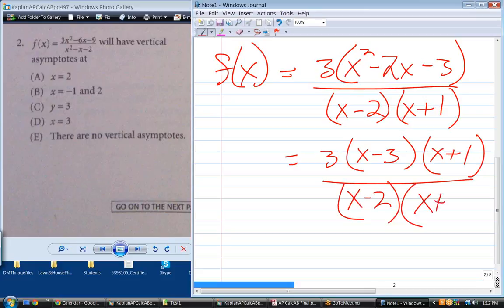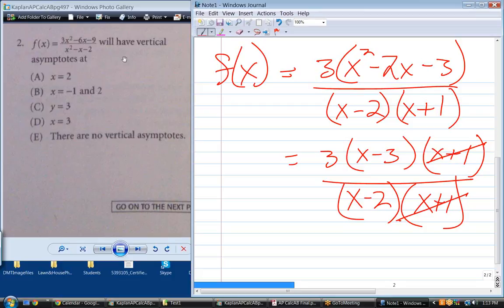Right. And that matters because normally you're going to have vertical asymptotes wherever the denominator is equal to 0. So it would be easy, if you didn't factor the numerator, to come to the conclusion that x equals 2 and x equals minus 1 were vertical asymptotes. But they're not. No, there's a hole. Exactly. There's a hole at x equals minus 1 because of that right there. Yes. So the only vertical asymptote is where? x equals 2. Yeah. Answer A.